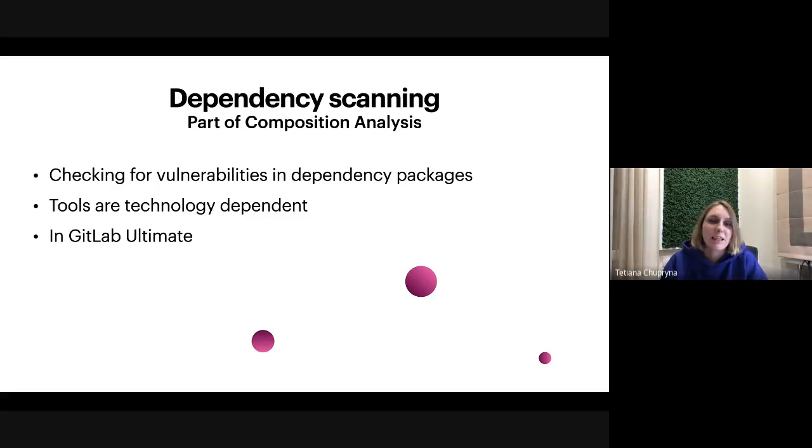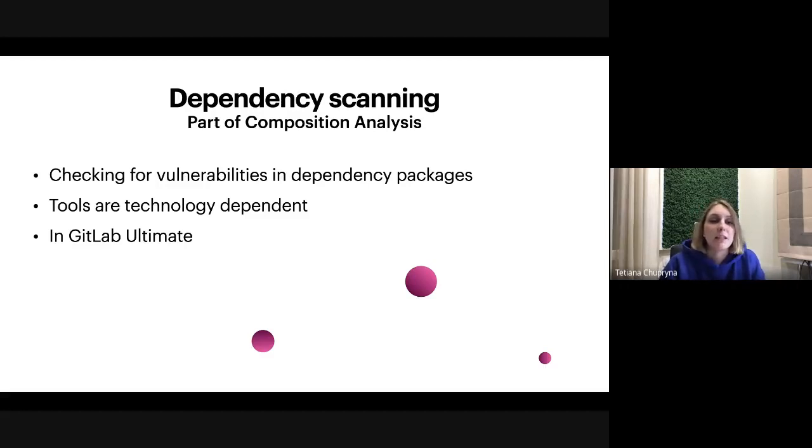Dependency scanning is also technology dependent, and there are two aspects of it. The first one is that in different languages and different package managers, the presentation of the dependencies is different. Some package managers use a lock file, some not, some use different technologies. And also we need a database of vulnerabilities that are found in the packages. There are different databases for it, and for the tools that GitLab uses and creates, we have our own database of vulnerabilities, and we also get data from open source resources.